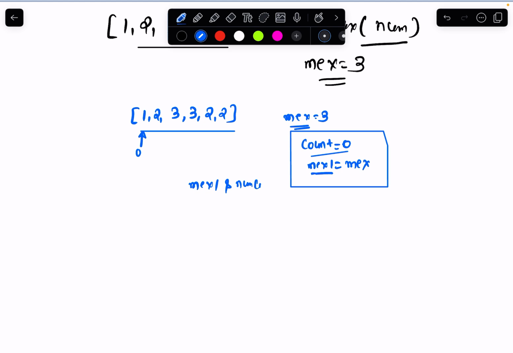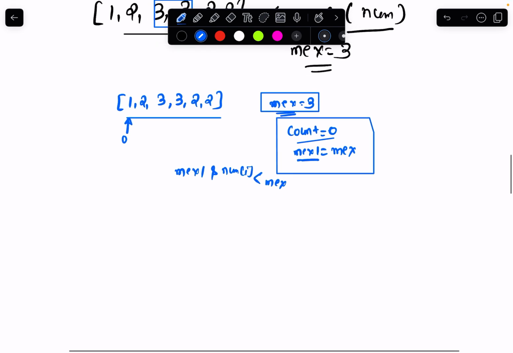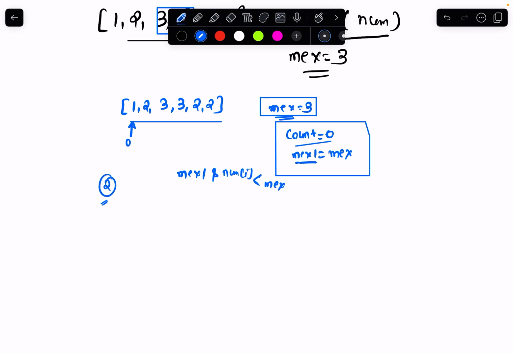Why? Because we already have a maximum answer 3. We cannot choose a value less than max. Now here we are calculating for 1 and 3. XOR of 1 and 3 is 2. That means this is affected, so we cannot include it in my answer.